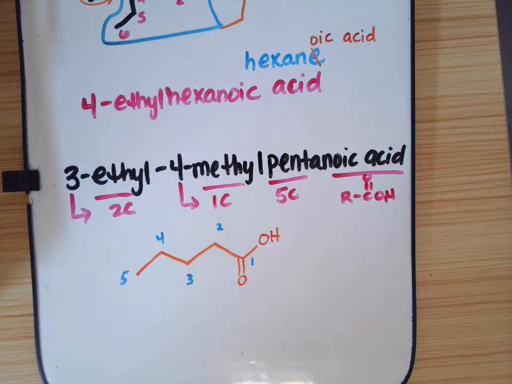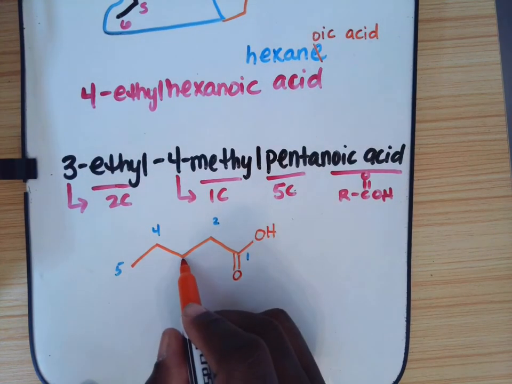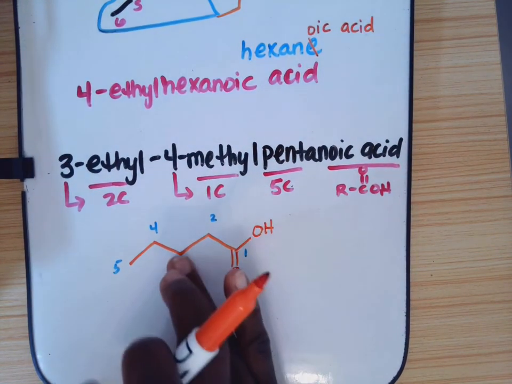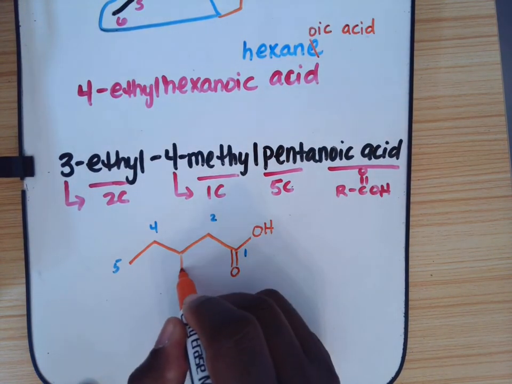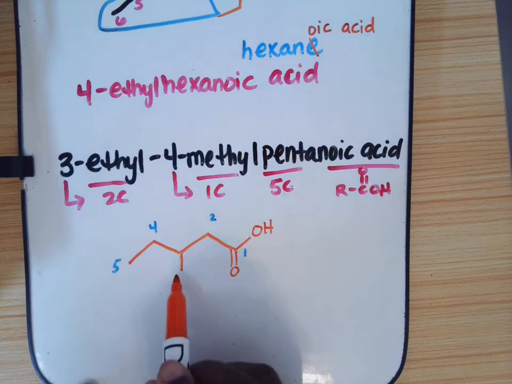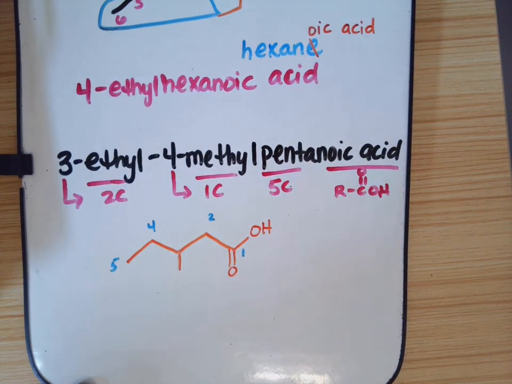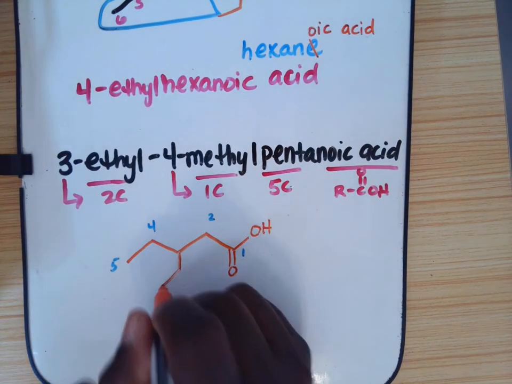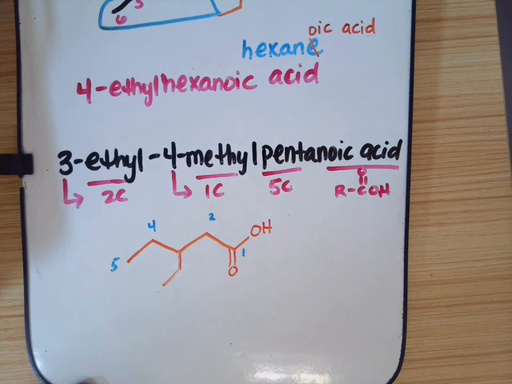But I need to go back and add in those other substituents. So I need to add in the 3-ethyl. So if I go over to carbon 3, there should be an ethyl group. Ethyl is 1 substituent, so 1 branch, but it has 2 carbon atoms. If I just leave it like that, I have methyl. I have to make sure I add a 2nd carbon to make it an ethyl.